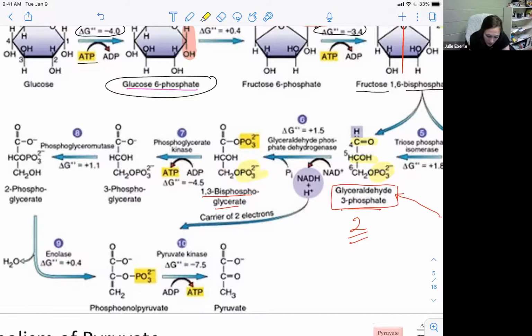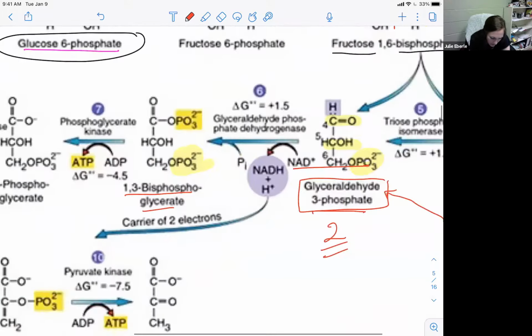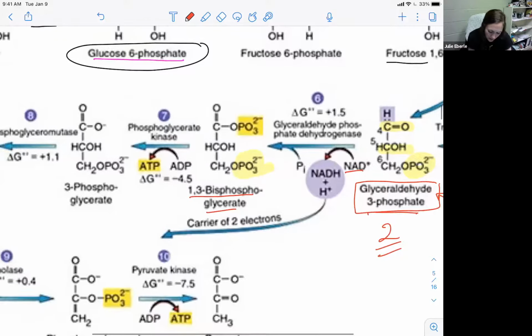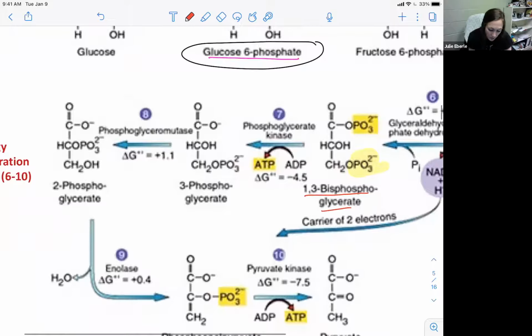We do have to use a molecule of NAD+. If you remember, NAD+ was used a whole lot in the citric acid cycle. This is an oxidizing agent. So we reduce NAD+ to NADH, and in the process, we phosphorylate the glyceraldehyde 3-phosphate. Now we have 1,3-bisphosphoglycerate. Then we are going to phosphorylate and make ATP.